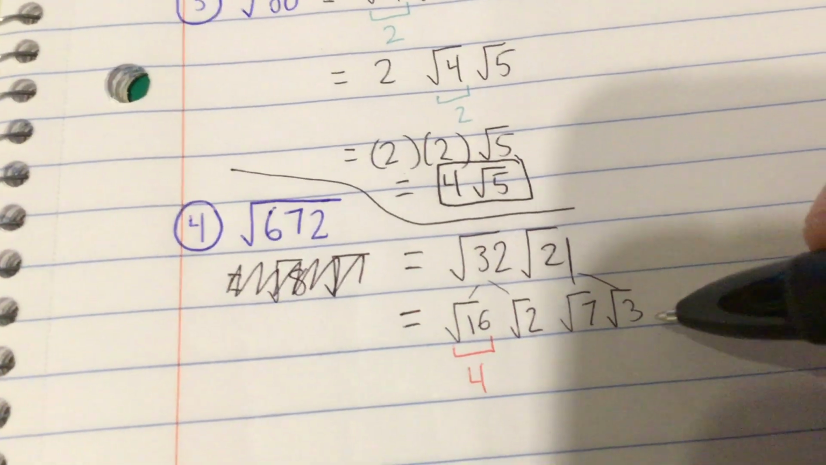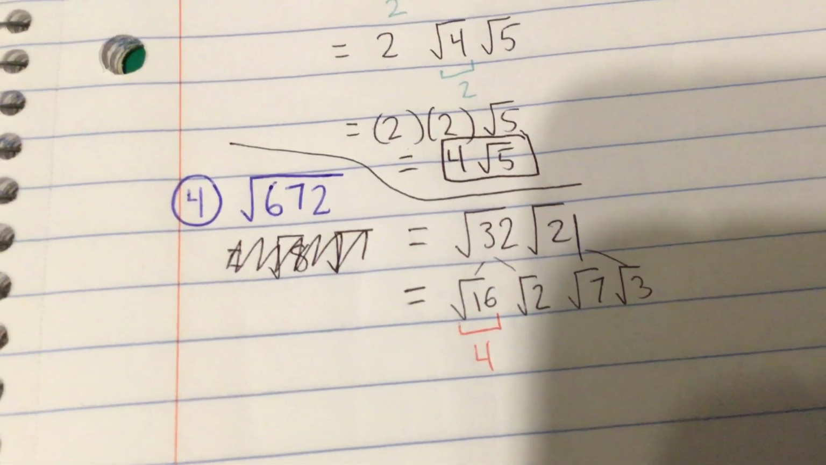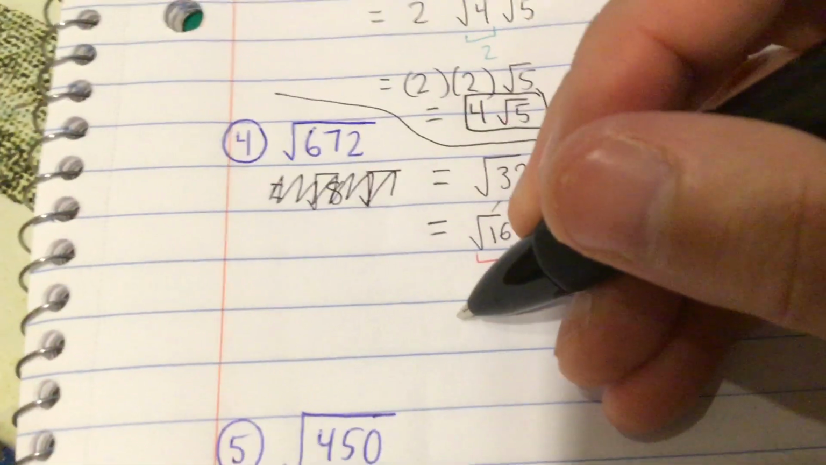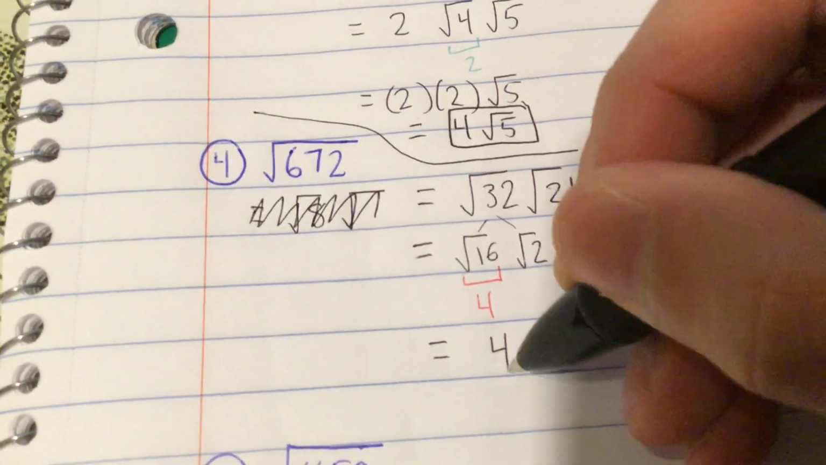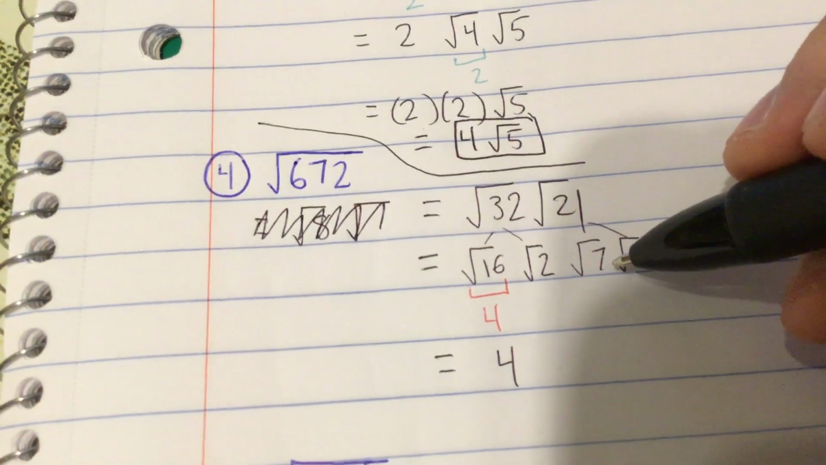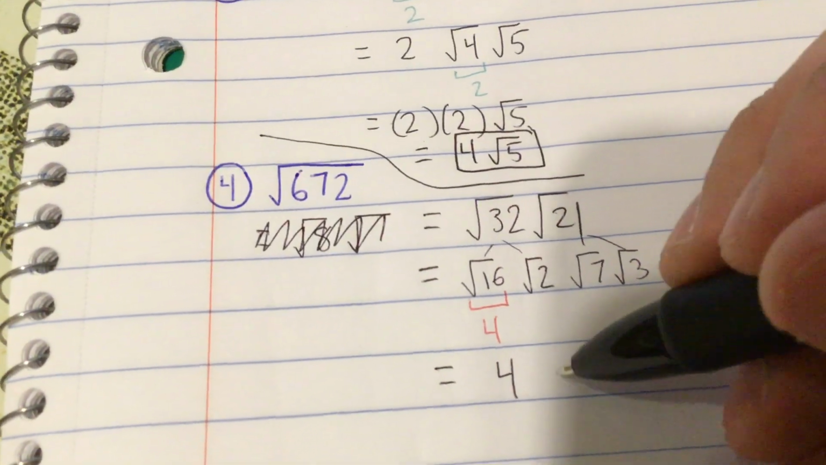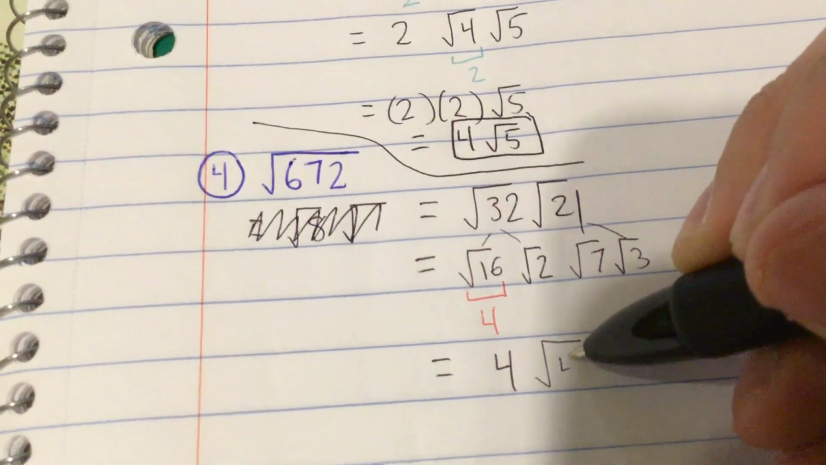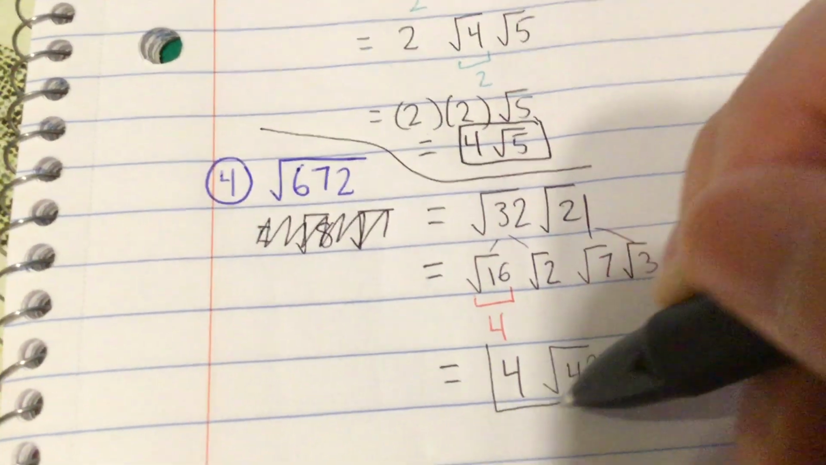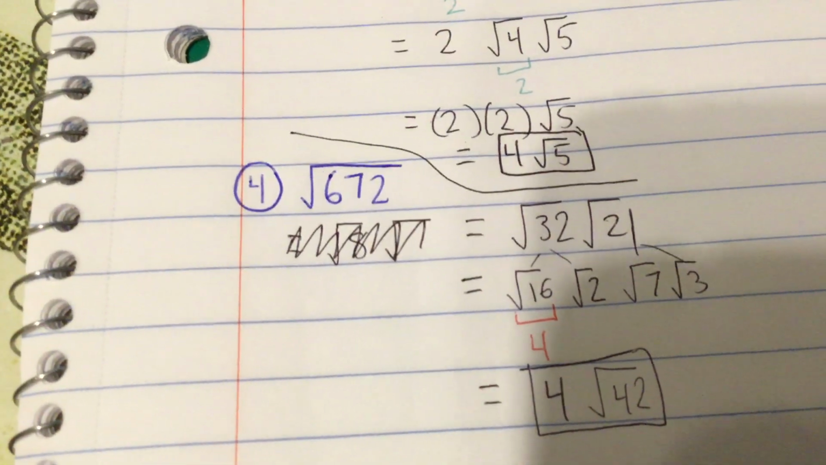Can I take something out of 2, 7, and 3? No, they're all prime. So the 4 is the coefficient that I factor out. 2 times 7 is 14. 14 times 3 is 42. So unfortunately, the final simplified form of square root of 672 is 4 radical 42.